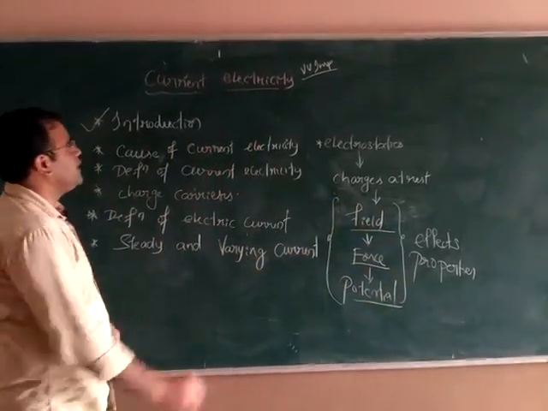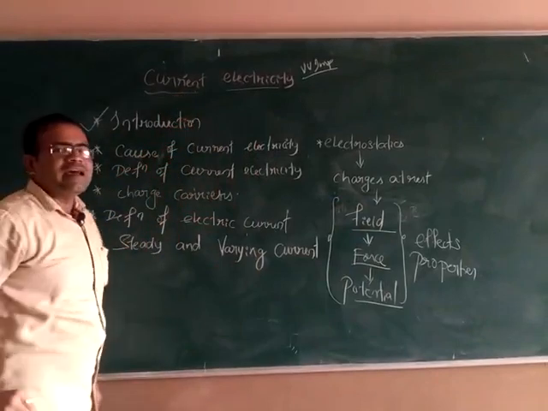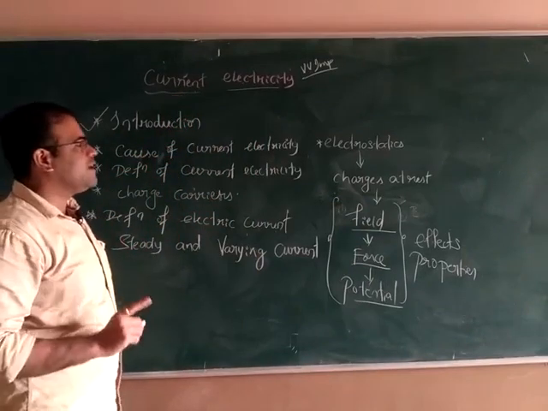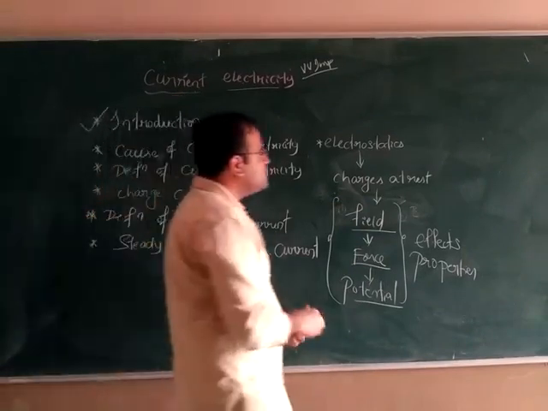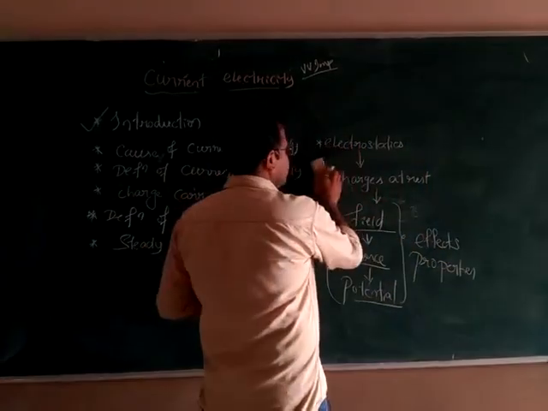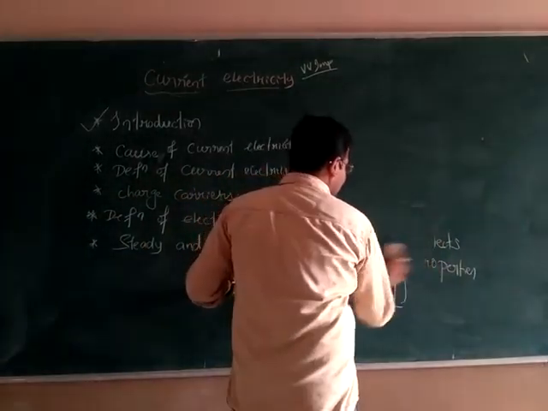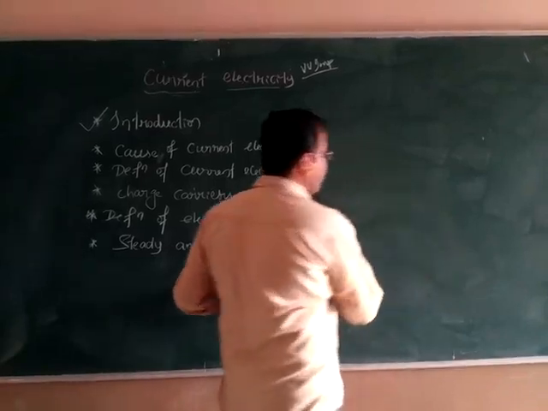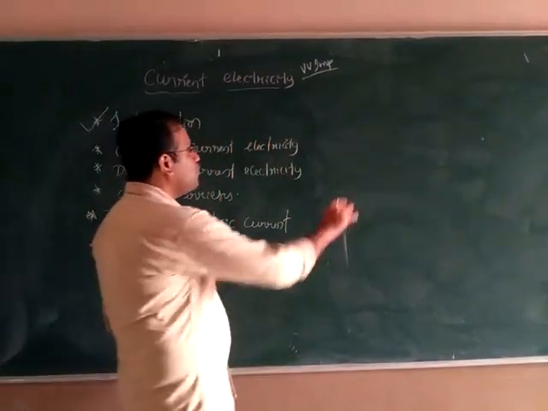Now the question is the third chapter, current electricity. So this current electricity arises, the quantity that you are observing here, due to the flow of charges here.